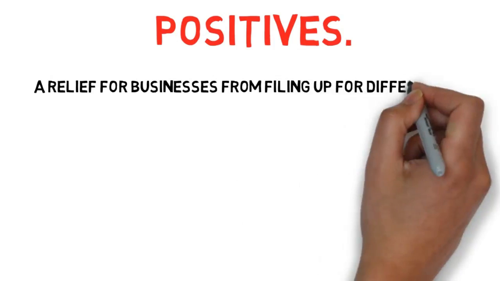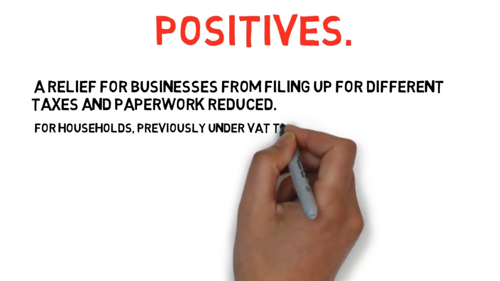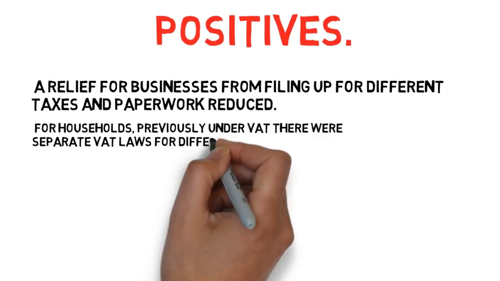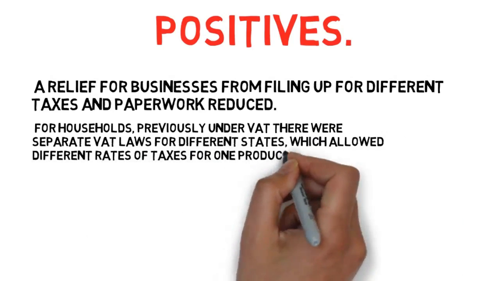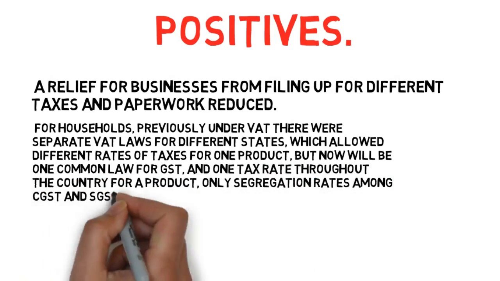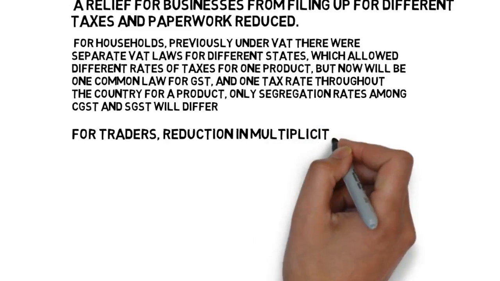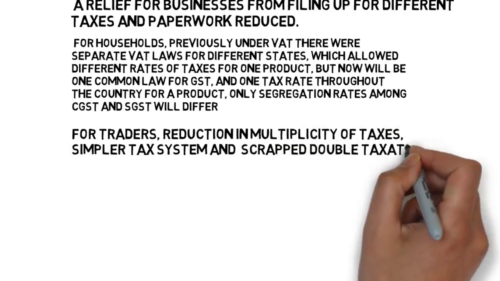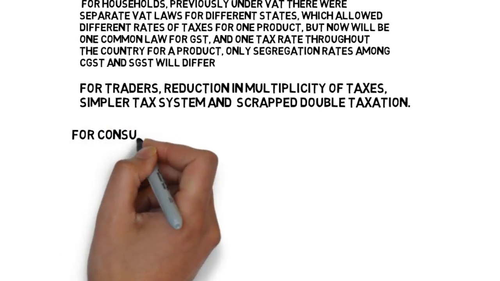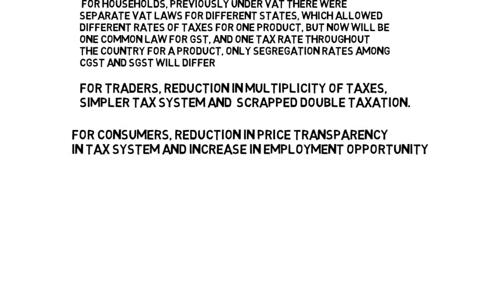And if we talk about positives, there is relief for businesses, as filing for different taxes and paperwork are reduced. For households, previously under VAT, there were separate VAT laws for different states which allowed different rates of taxes for the same product. But now after GST, there will be one common law and one rate throughout the country for the product. For traders, reduction in multiplicity of taxes, a simpler tax system and scrapping of double taxation. For consumers, reduction in price, transparency in tax systems, and increase in employment opportunities.